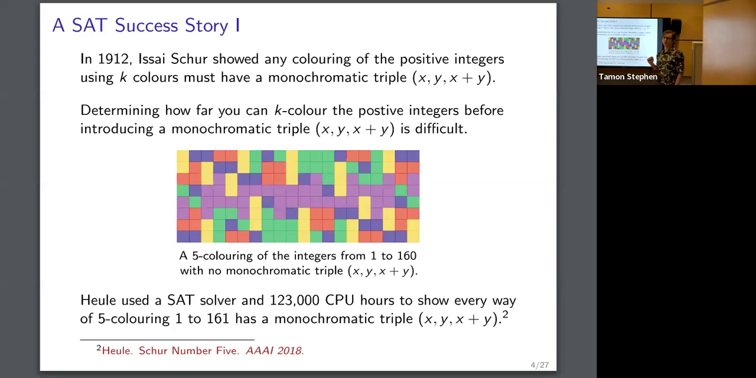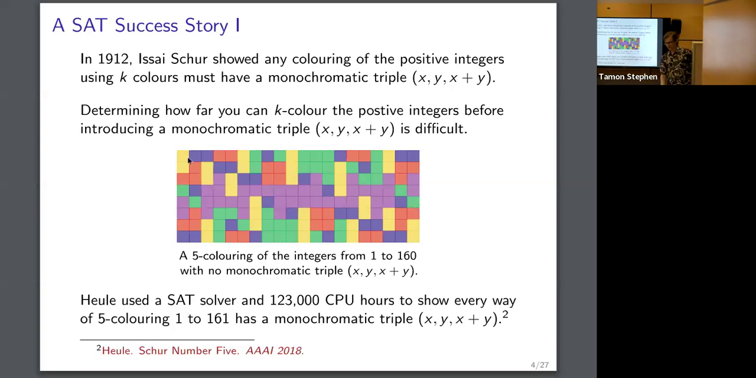It was a non-constructive proof, right? So it doesn't tell you how a monochromatic triple must come about, but it proves that it must always be there. Now, that raises the question, how far can you go? How far can you color the integers until a monochromatic triple must exist? So here is an example. Let's do a 5 coloring. This is a 5 coloring of the integers from 1 in the upper left here to 160 in the bottom right. And this avoids all monochromatic triples of the form x, y, x plus y.